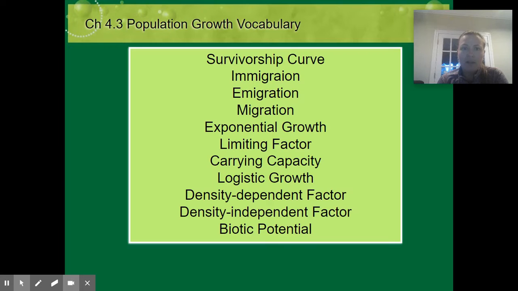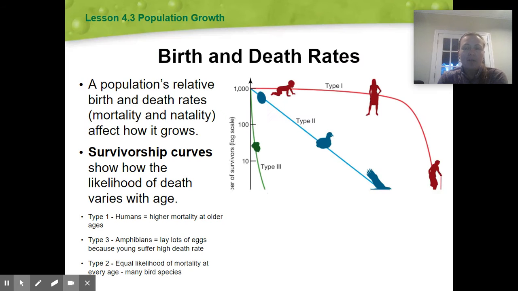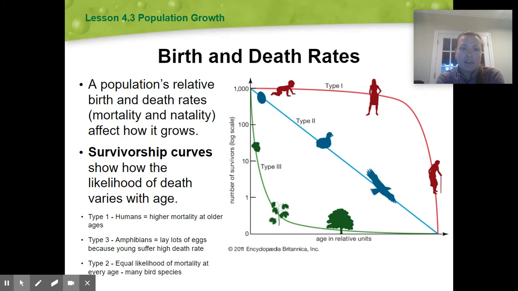So today what I wanted to look at is this thing called a survivorship curve. I want to talk about immigration, emigration, and migration being this biological factor that humans are not exempt from. Then we're going to go over the rest of the list of these vocabulary words in another video. So today we're going to look at survivorship curves, immigration, emigration, and migration.